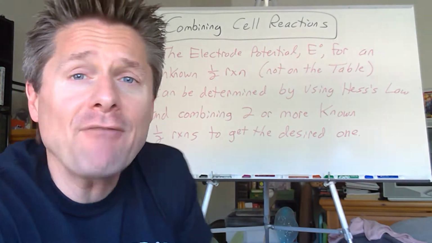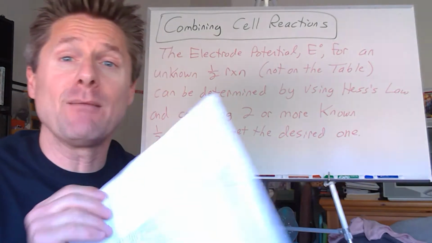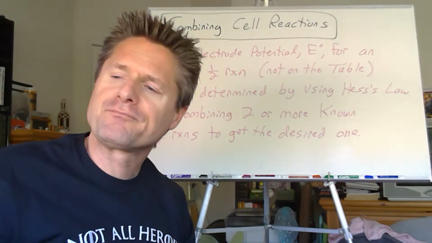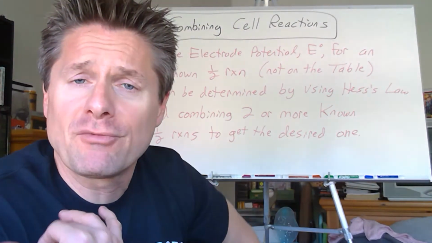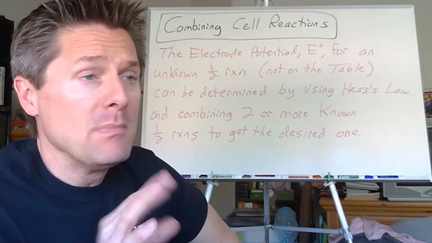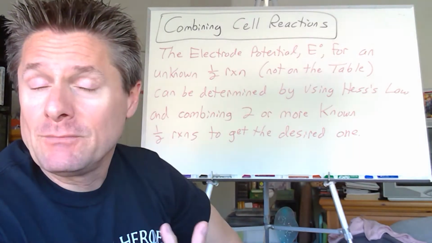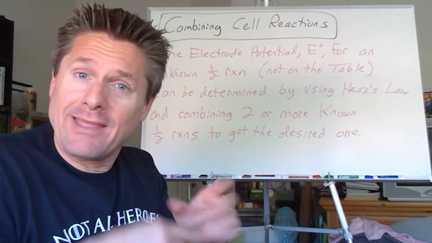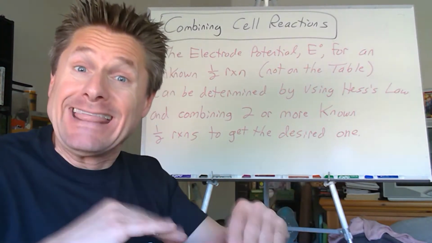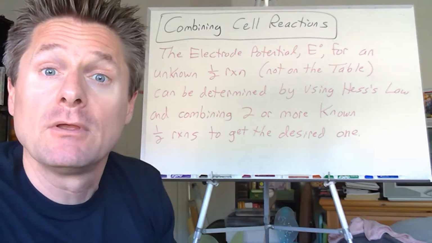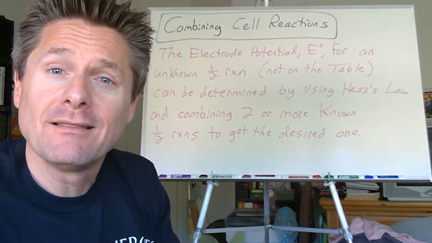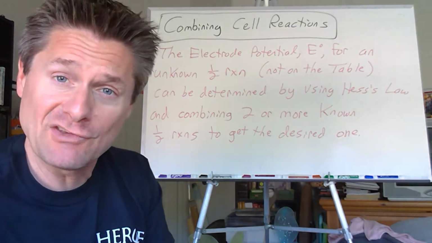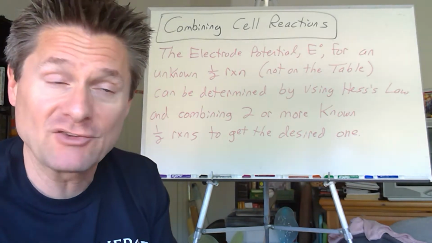If we have, say, a half reaction that's not on the table, we're like, I can't find it, it's not on here, crud, what do I do? Well, we could take 2 or 3 known ones, manipulate them if we need to, add them together, cancel out like species, and get that half reaction of interest. We could calculate the reduction cell potential for that, or if we reverse it, the oxidation electrode potential.